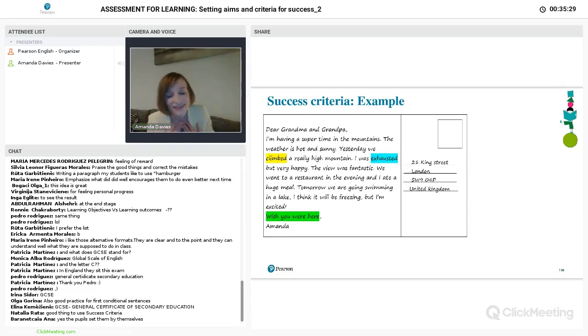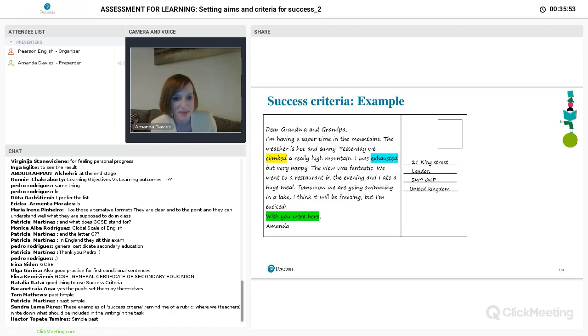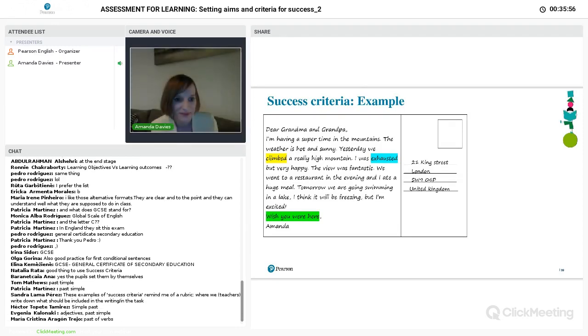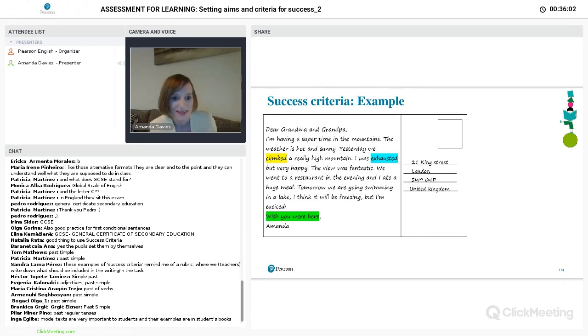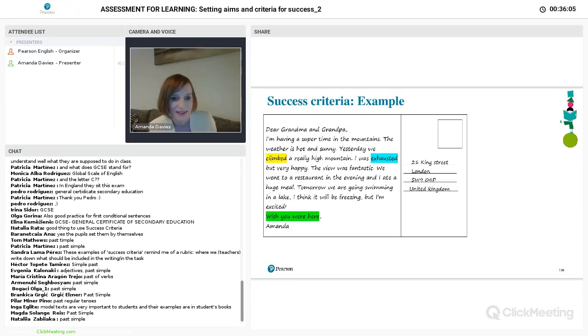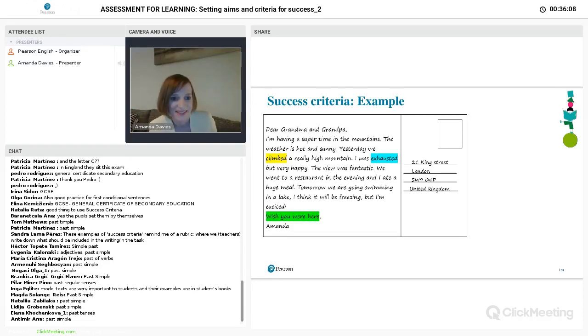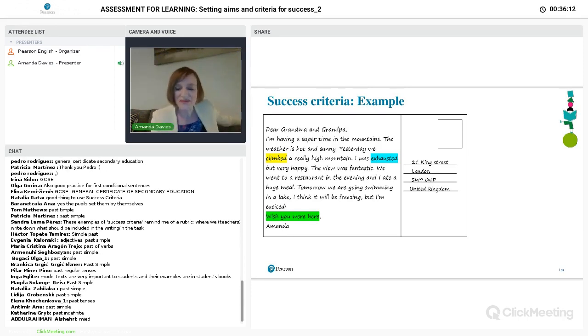It's a postcard. I wrote it. It's a postcard from me to my grandma and grandpa. Have a quick read through. There's some clues there with some highlighting. But what language do you think I would like my students to focus on in this writing? Past simple. Yeah, okay. Very good.